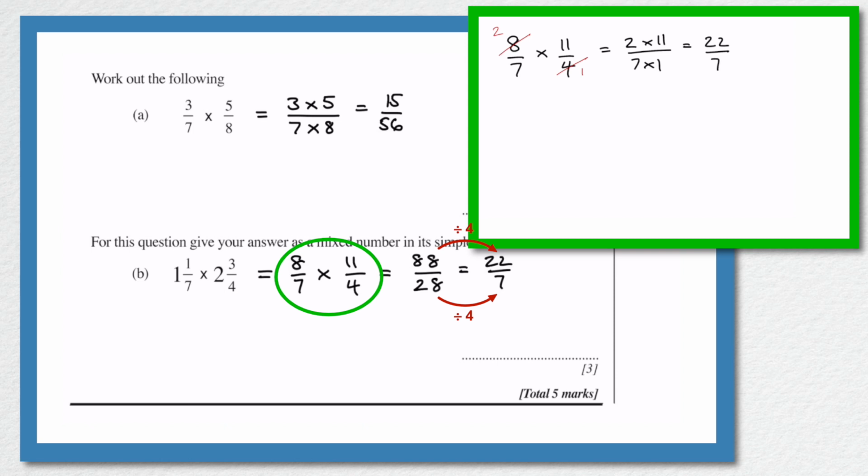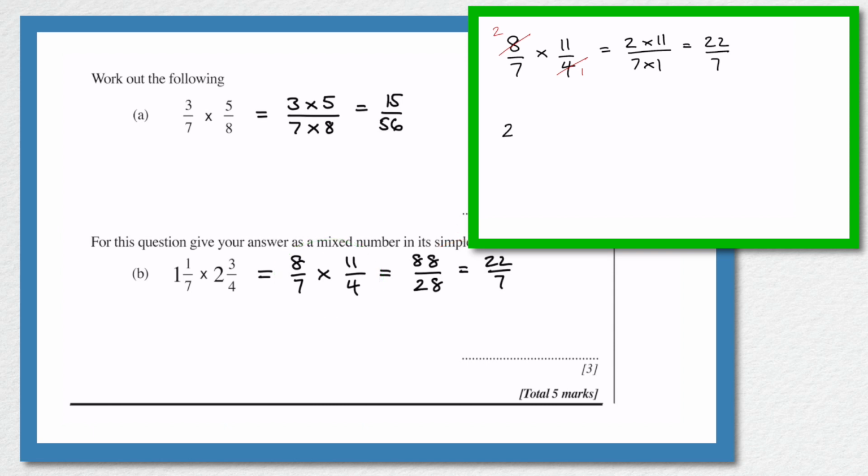Essentially, all I've done is divide the top and bottom by 4 before doing the calculation, as opposed to dividing the top and bottom by 4 after the calculation. It is useful to do the simplification beforehand to avoid dealing with larger numerators and denominators, but that's down to you. But it is important to be aware of this, as you might be required to simplify your answer as shown in this example.